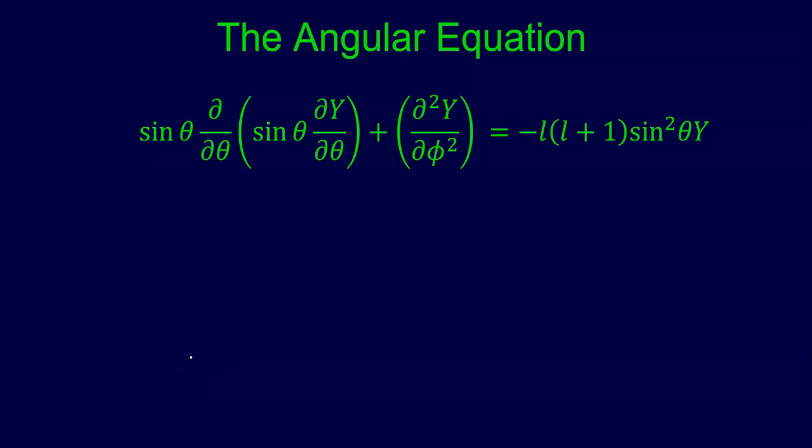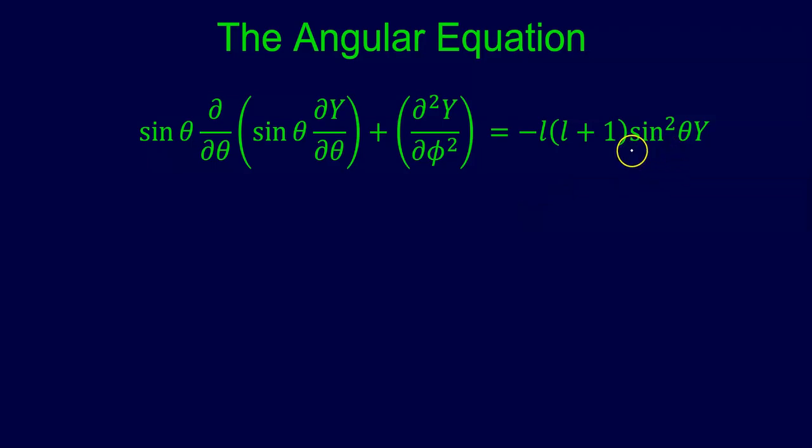All right, we left off. We had gone through and showed that the time-independent Schrödinger equation in spherical coordinates can be separated out into two different equations: the radial equation, which we'll deal with next time, and the angular equation, which we're going to deal with right now. And so here's our angular equation.